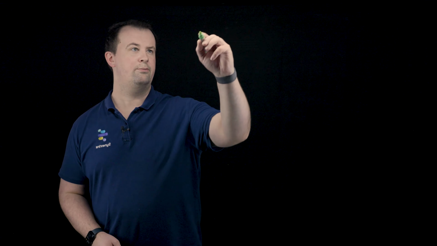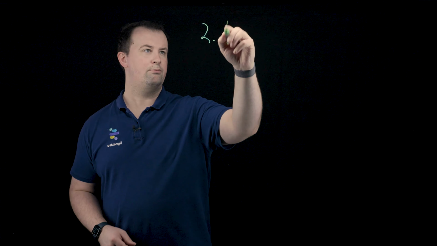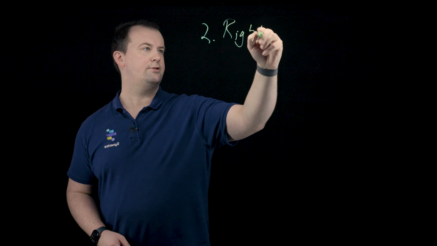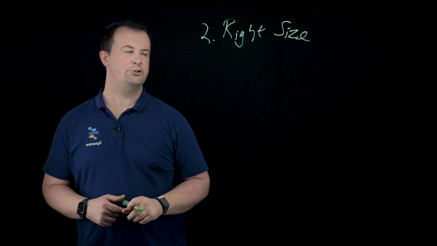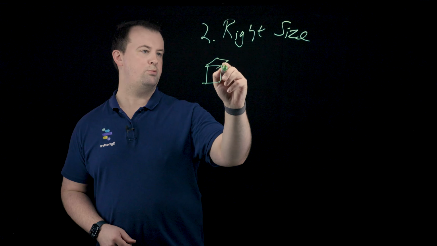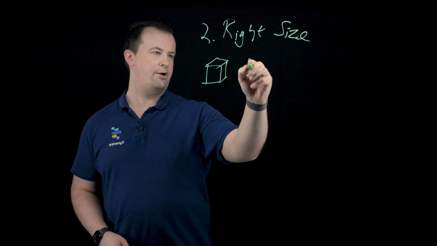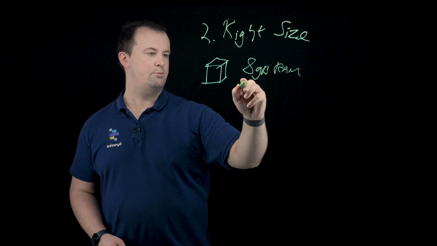Number 2 is right sizing your workload. So get the right size. What we mean by this is some pretty simple stuff. When you buy an EC2 or compute instance, you might be buying 8 gig of RAM and 4 CPU cores.